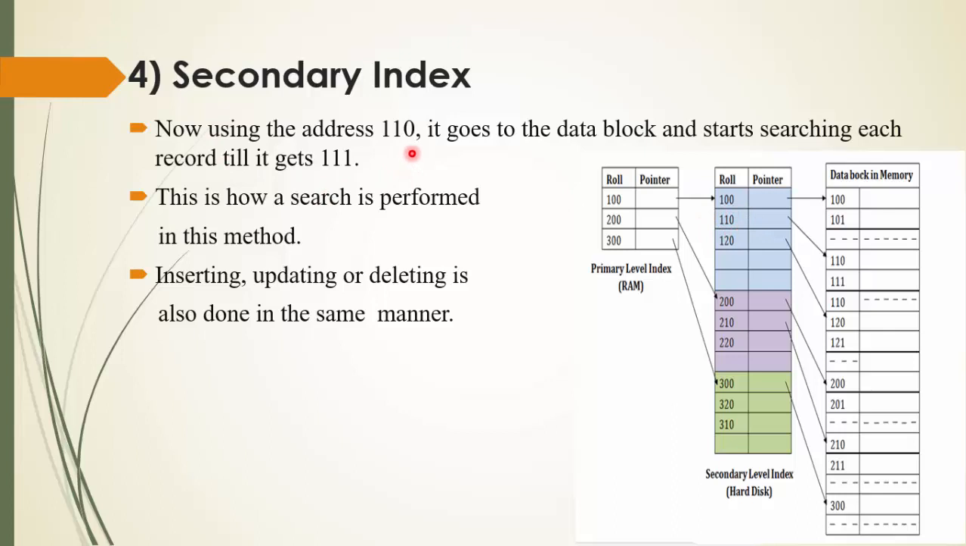Now using the address 110, it goes to the data block and starts searching the records till it gets 111. From 100 we came over to here, now at this point we get 110, and our search key is 111. So from 110 to 120 we search the data sequentially till we get 111. This is how a search is performed in the secondary index. Inserting, updating or deleting is also done in the same manner. This is the concept of the secondary index.